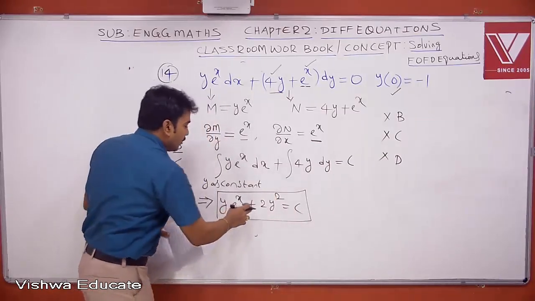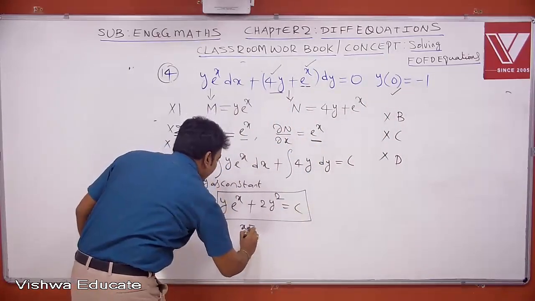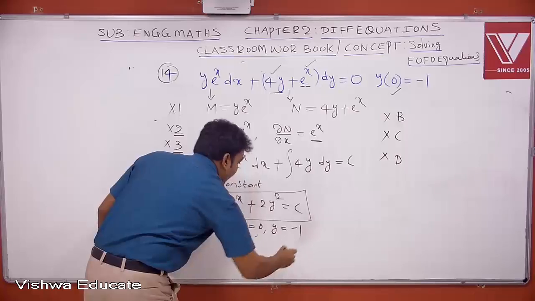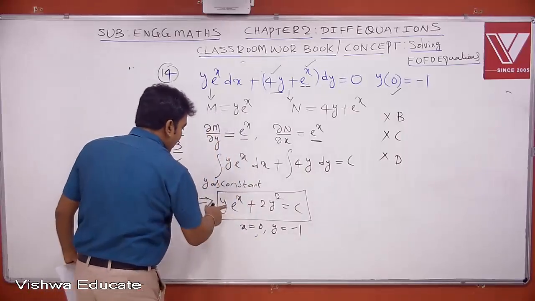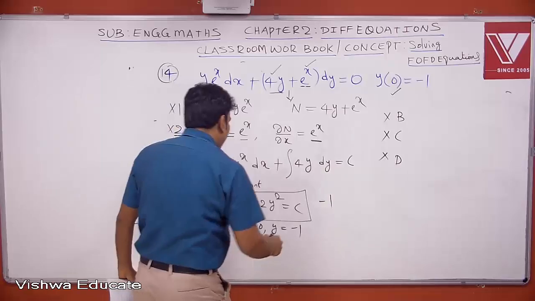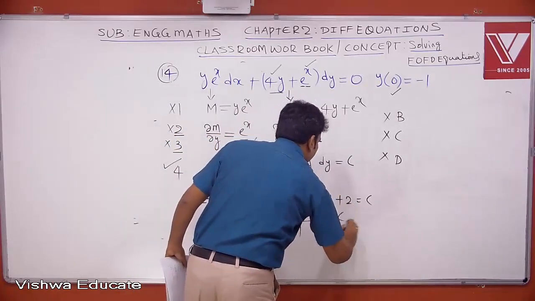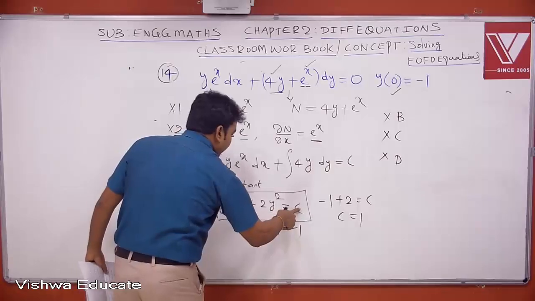How to find this C value? Apply the boundary condition: x value is 0, then y becomes minus 1. So in that case, x is 0, y is minus 1. Therefore, this becomes minus 1 plus 2 equal to c. So c value is 1. Substitute c value 1 here.